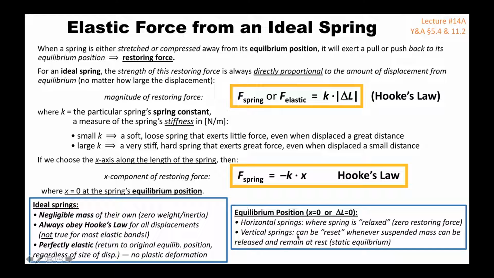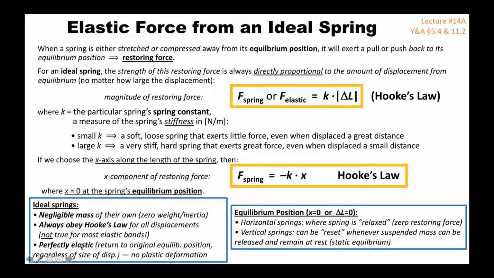This means that even if there's some amount of mass already suspended from a spring or already resting on top of a vertical spring, we can decide to redefine the equilibrium position x equals 0 at any location where, even though the spring is stretched or compressed, when we let go, it will remain at rest. So we can redefine that to be a new equilibrium position if we want. So we can say x equals 0 at that location. Okay, so that's very useful. This will make a little more sense when I do an example problem in just a minute.